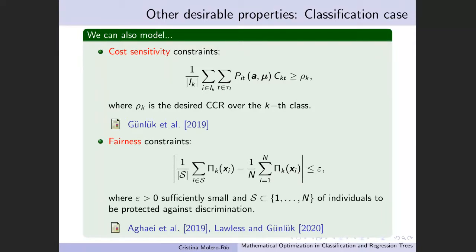For example, if K was the unhealthy class. And it is just a constraint that has to be included in our formulation. In case of fairness, fairness refers to avoiding that the outcome of the model discriminates groups of people sharing sensitive features such as gender or race. So suppose that we have a group S of individuals to be protected against discrimination. So we may impose that the average probability of being assigned to class K for an individual in S does not differ much from the average in the whole training sample.